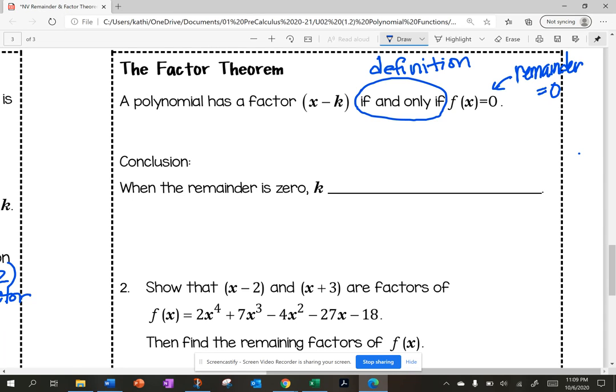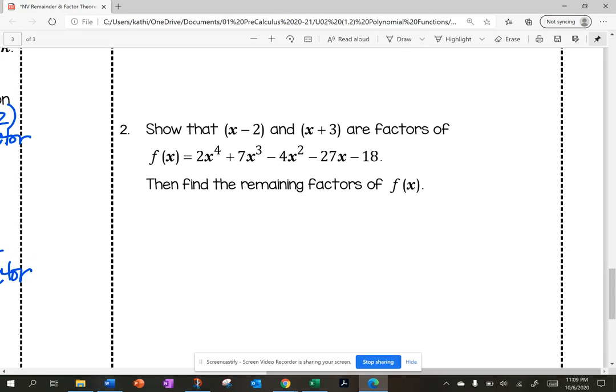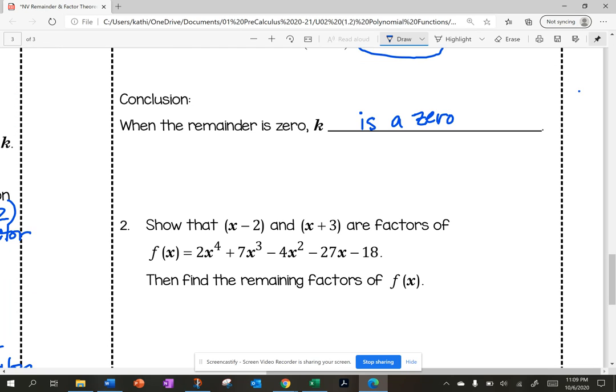So whenever the remainder is 0, k is a 0. Or another name for a 0 is a root, or an x-intercept. So whenever the remainder is 0, then k is a 0, root, or x-intercept. All these different words. All right, so let's do one example.